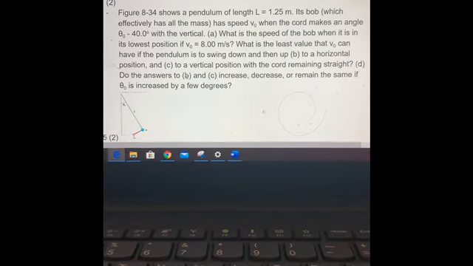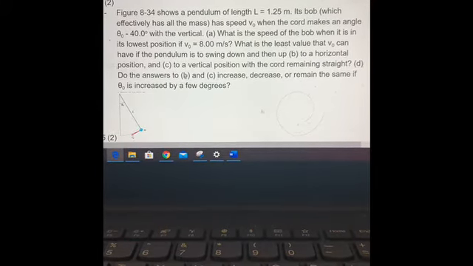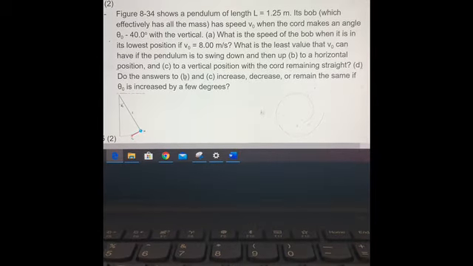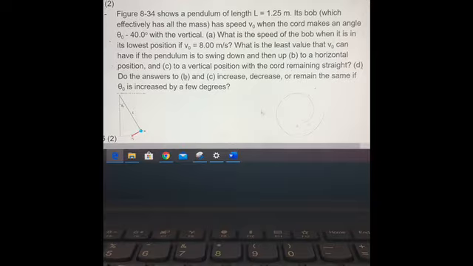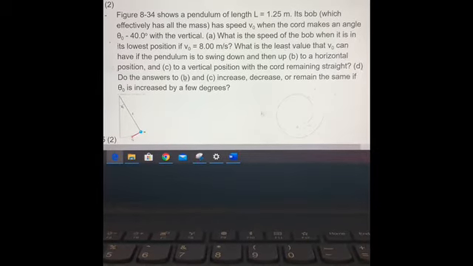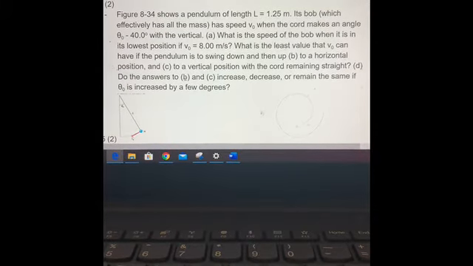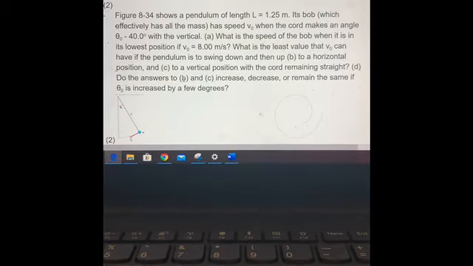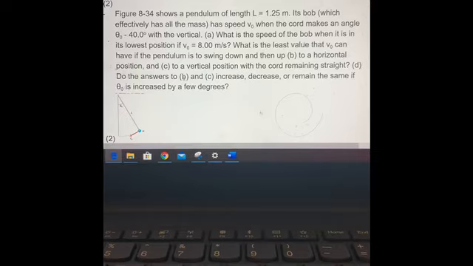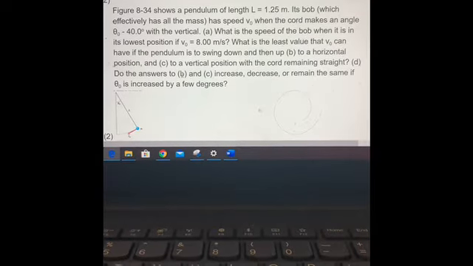Figure 8-34 shows a pendulum of length L equal to 1.25 meters. Its bob, which effectively has all the mass, has speed V naught when the cord makes an angle theta of 40 degrees with the vertical. A, what is the speed of the bob when it is at its lowest position if V naught is equal to 8 meters per second?